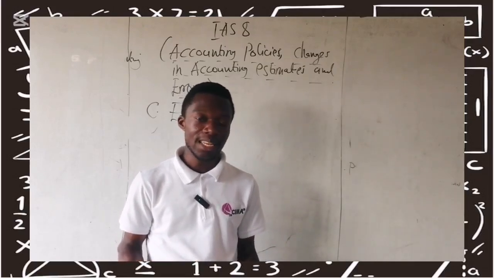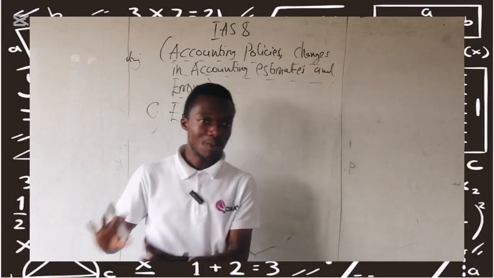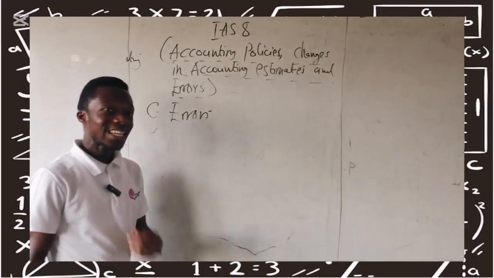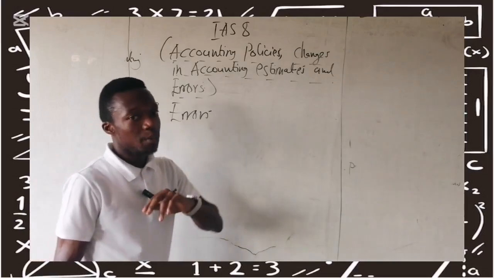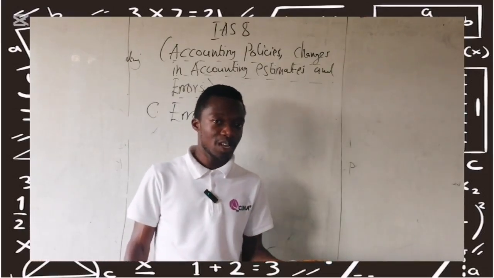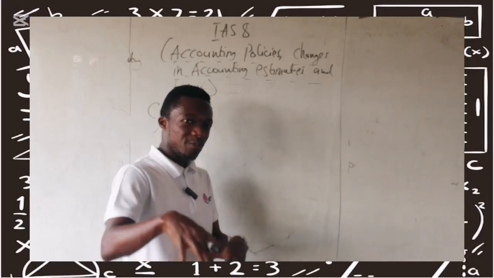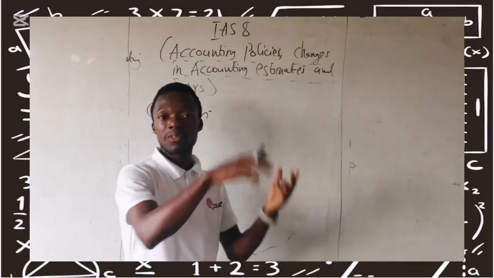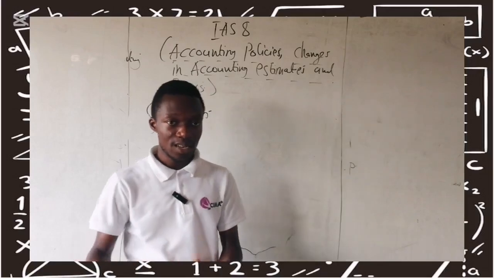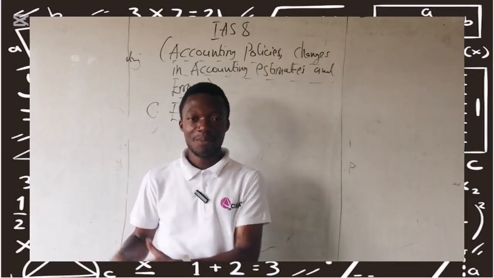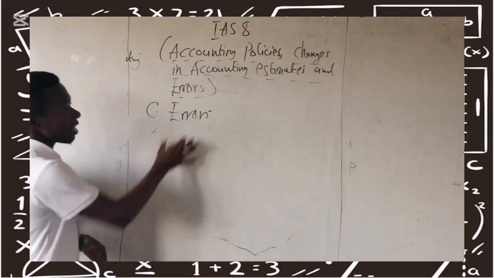So when an error is committed, then we are saying that once it's committed, it must be corrected immediately. So that is how the errors come in. When it comes to errors, we apply what we call a retrospective approach. So if the error affects the current financial statement and the previous ones, you must go back and then restate the figures and correct it, and then you have an adjusted financial statement.